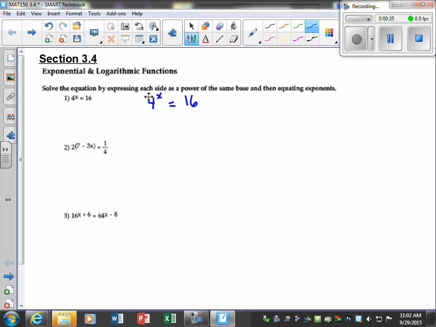So if it's possible, remember if you have like bases, we have some properties that work. If we can rewrite 16 to have a base of 4, we might have some things that we can work with. So how can I rewrite 16? 4 squared. So then now when the bases match, we can just set our exponents equal to one another. So that allows us to say x is equal to 2.